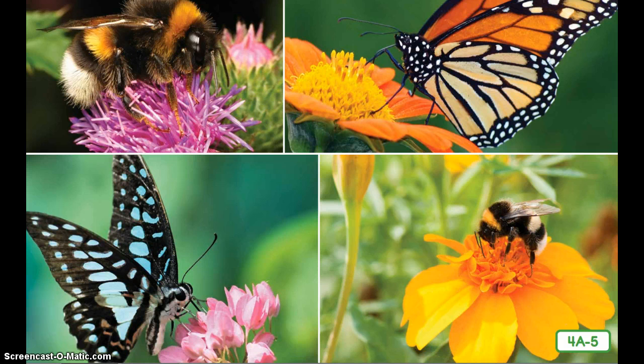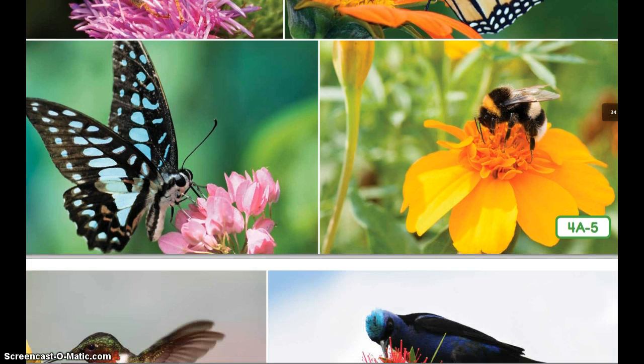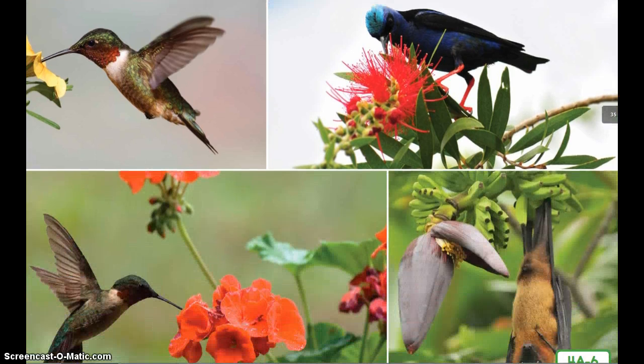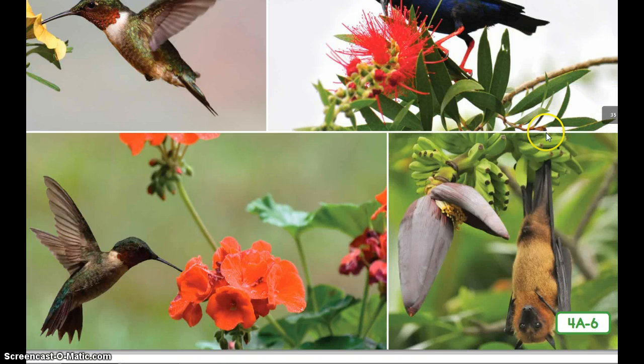We have some insect pollinators, some bees and some butterflies pictured on this slide. And we have some birds and down here a mammal who helps to pollinate flowers so that the flowers can make seeds. These insects, birds, and mammals that help spread pollen are called pollinators.